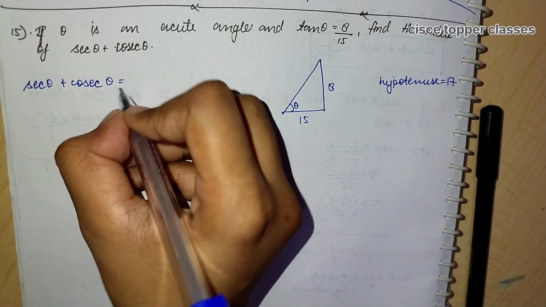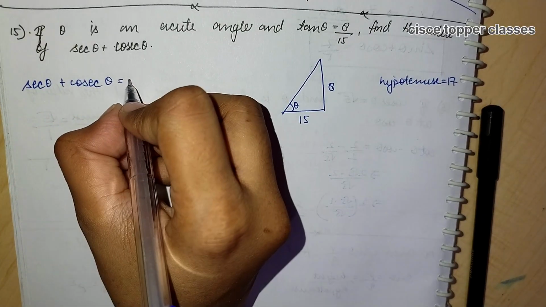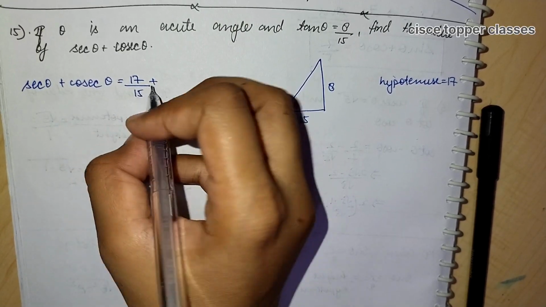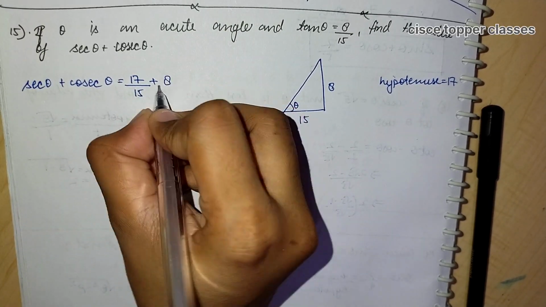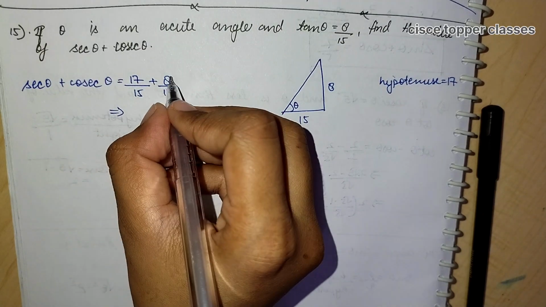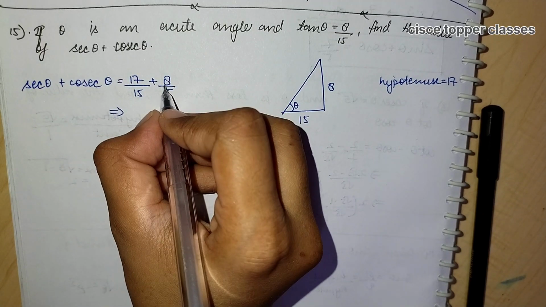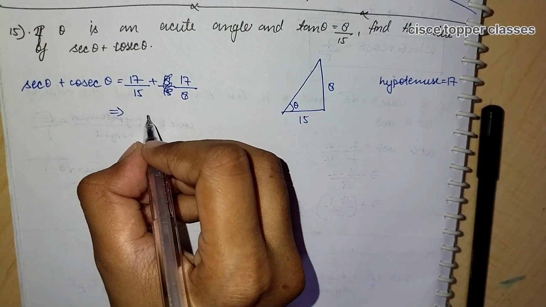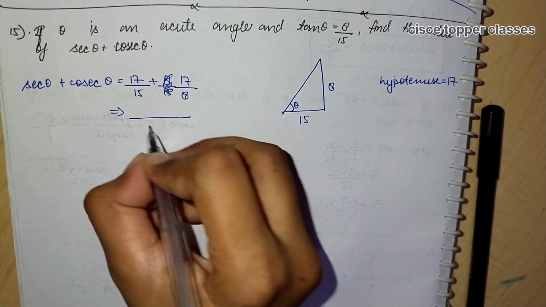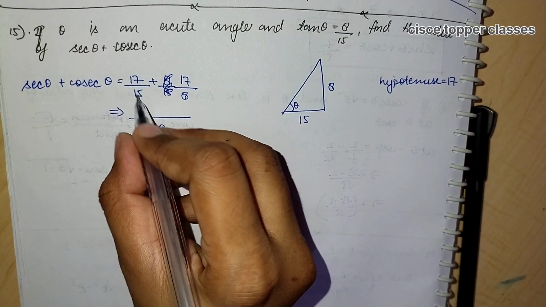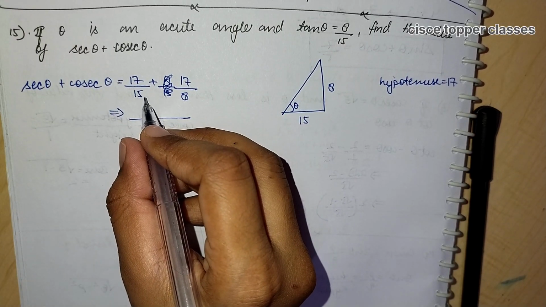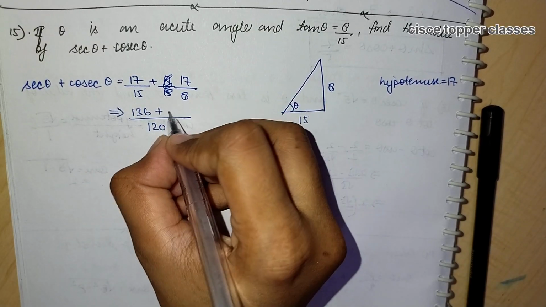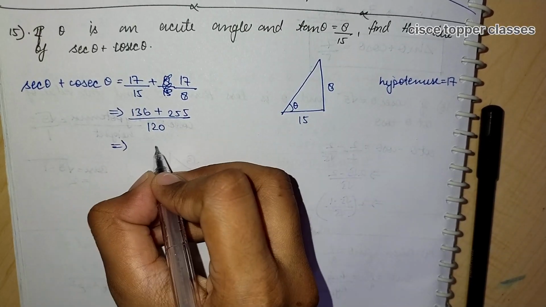Sec theta will be hypotenuse by base. So here we can write 17 by 15 plus, sorry, cosec theta will be hypotenuse by height, so 17 by 8. So we can take the LCM here, where we can take the LCM as 120, which will be 17 into 8. We can calculate here. So this will be 136 and 17 into 15. So here this will be 255. We can just calculate it.